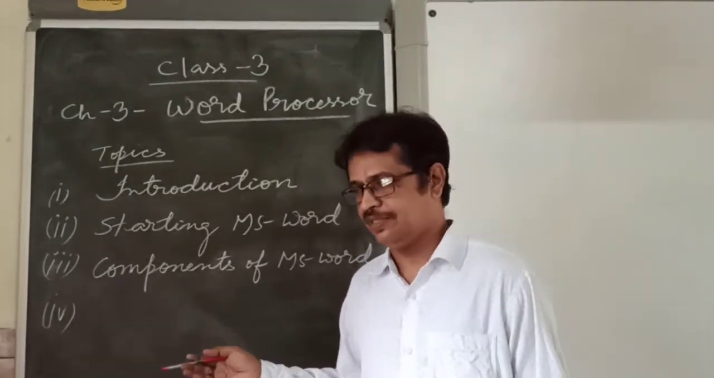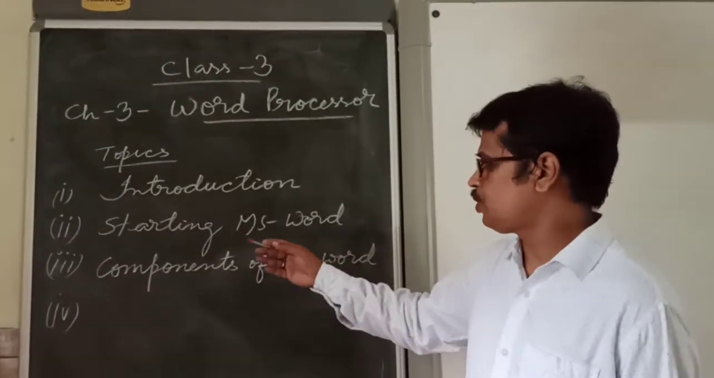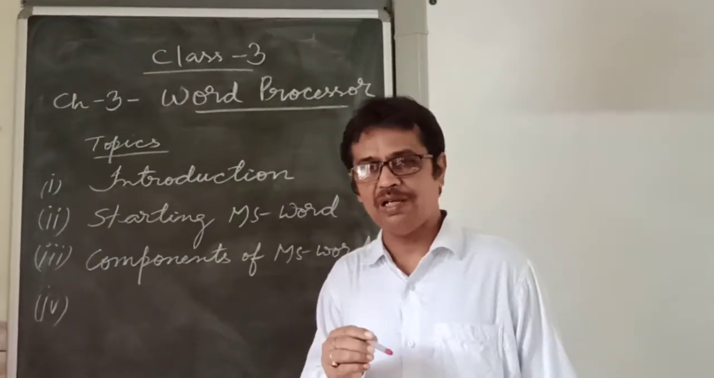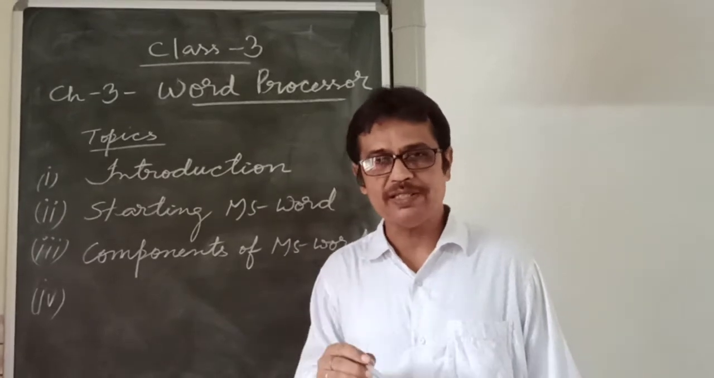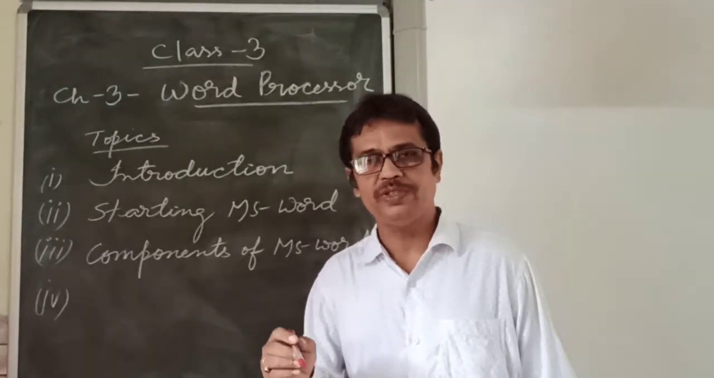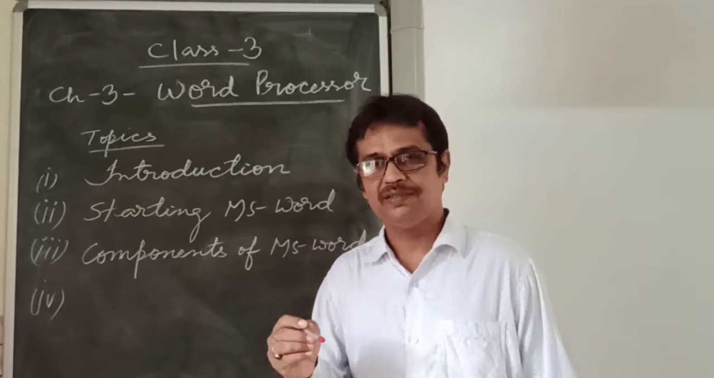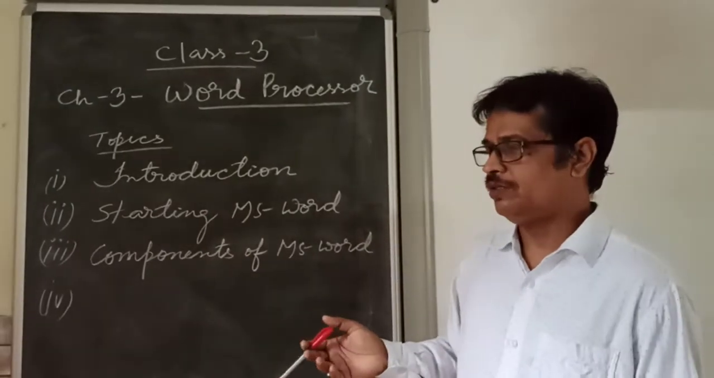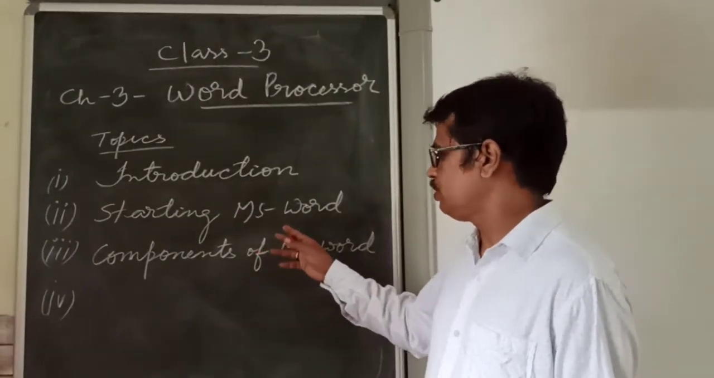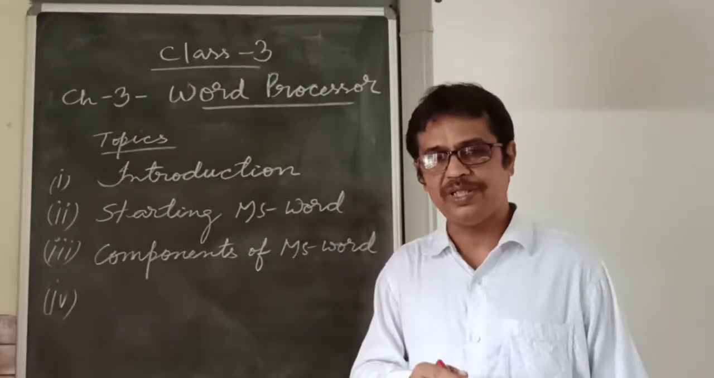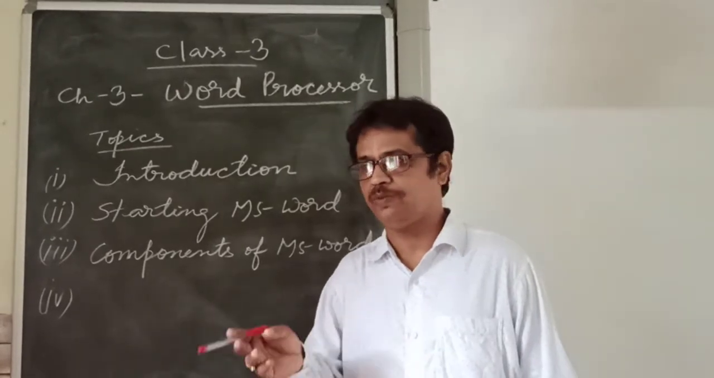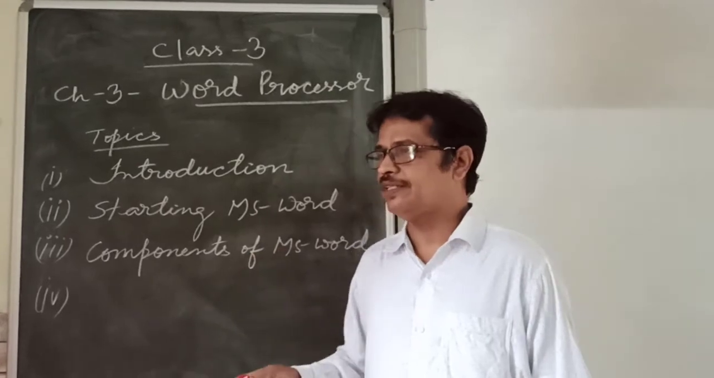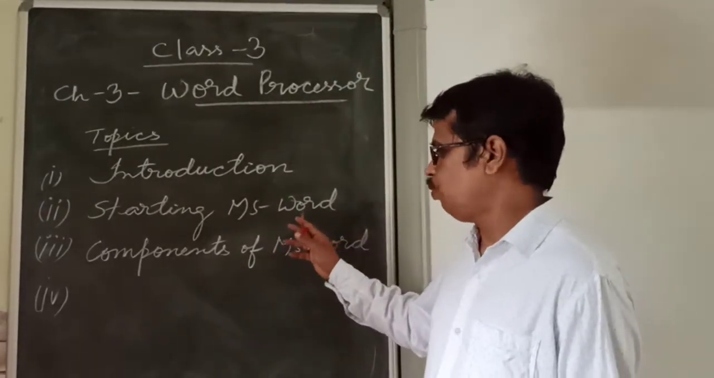Again, I repeat, the steps to start MS Word: click the start button, click all programs, click Microsoft Office and click Microsoft Office Word 2010, 16, whatever version you have installed. We are going to discuss Office 2010. So we will say click start button, click all programs, click Microsoft Office and click Microsoft Office 2010. These are the steps to start Microsoft Word.